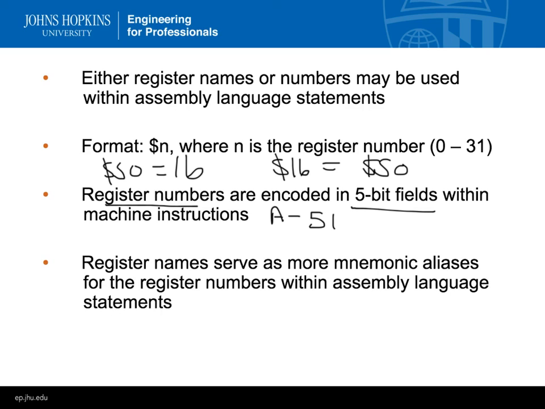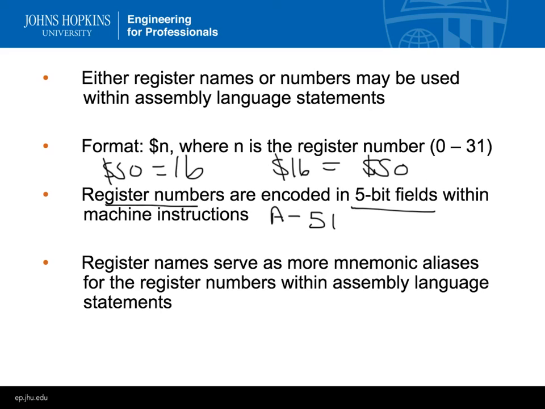Registers have names and numbers, and actually if you look at the green card in your book, the MIPS reference data, in the bottom right corner there's the list of register names and numbers. So you'll see on there that register number 16 is also known as $S0. So in an instruction you can either put $S0 or $16.